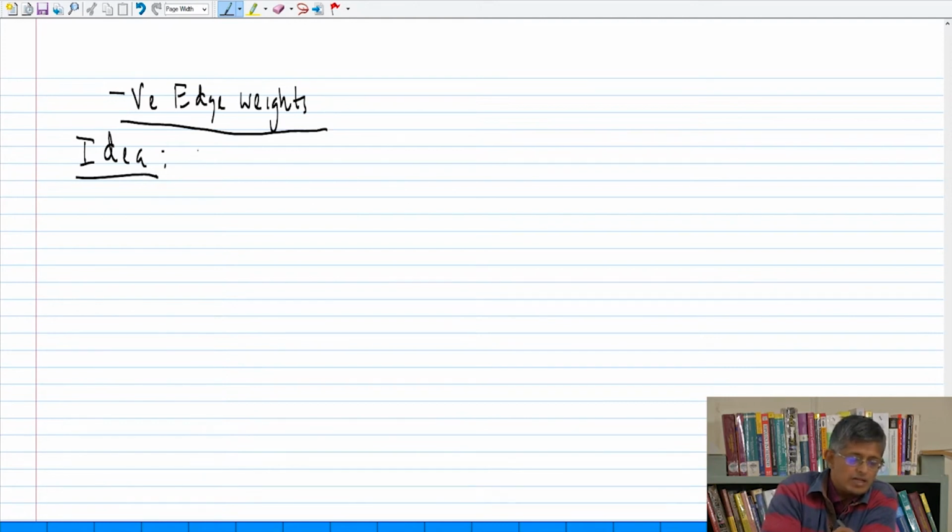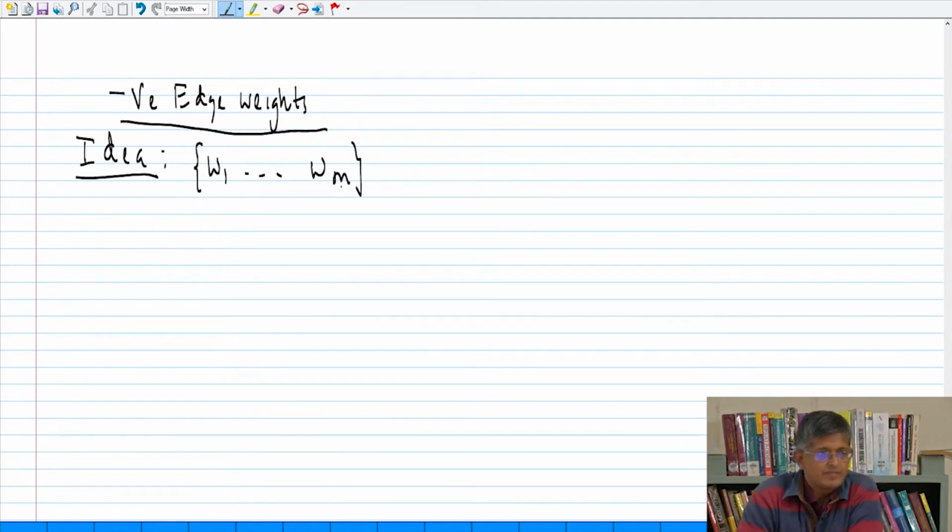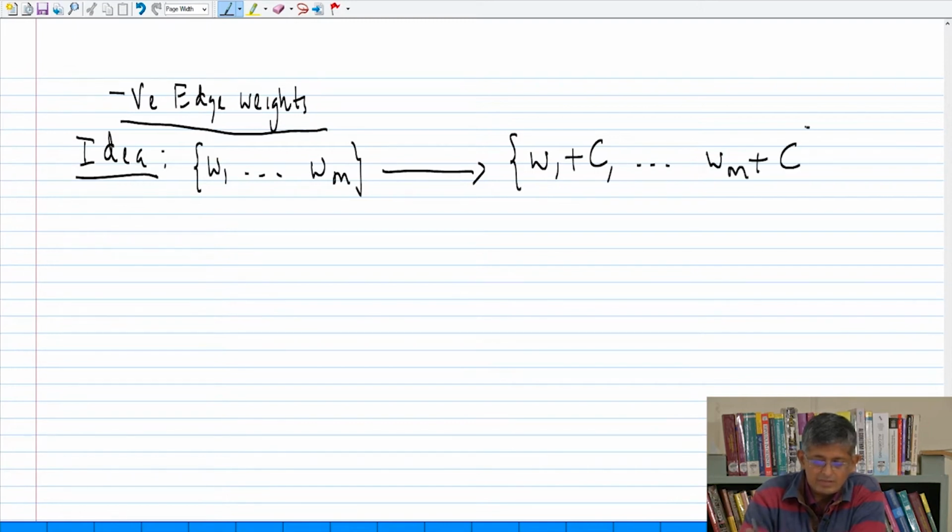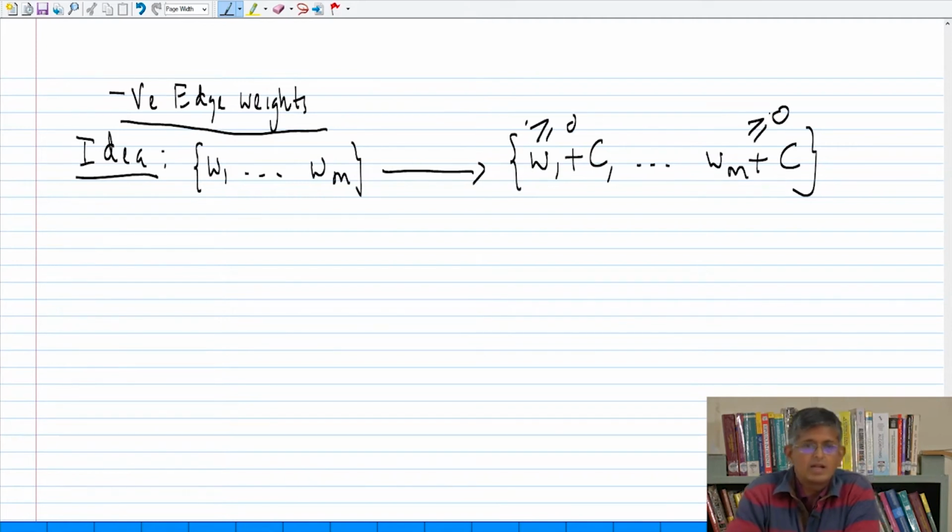So all the edge weights are negative. Let us say you have W1 up to Wm, these are all the edge weights. You keep the same graph and simply modify them to W1 plus a constant C, up to Wm plus a constant C. Choose the constant carefully so that all these values are greater than or equal to 0, and run Dijkstra's. Are you guaranteed to have found the single source shortest path? Now give me an example where this idea will fail.